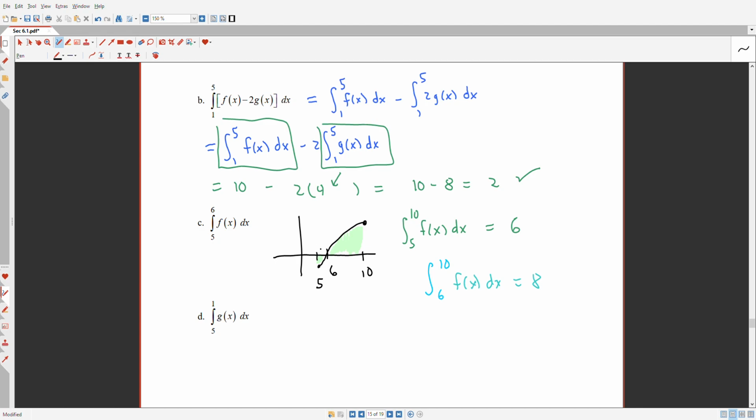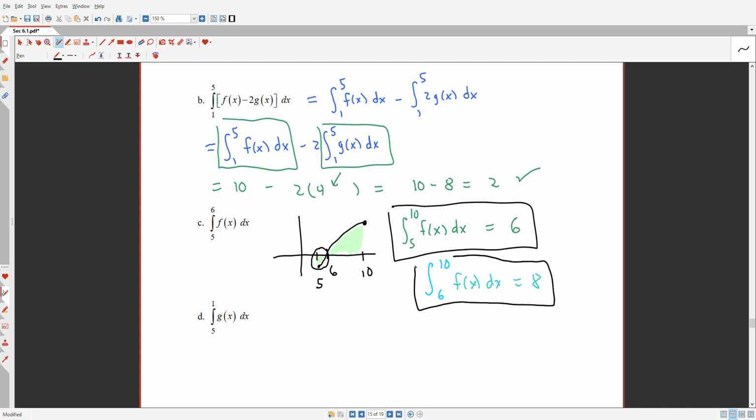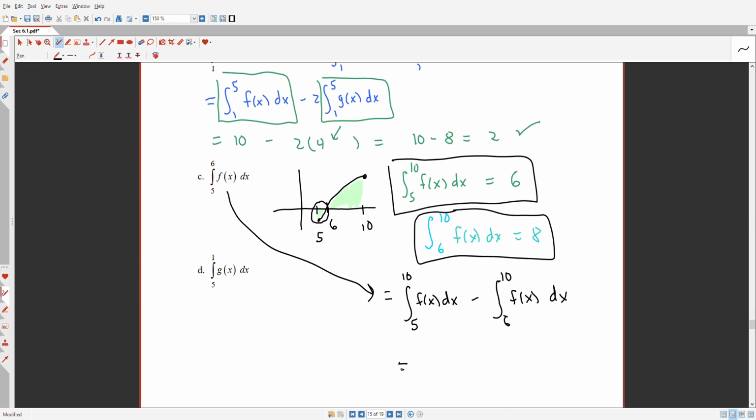Well, what I really want, according to my picture, is this little bit of negative area. I want that little piece. How do I figure that out? Well, that's just the total area, 6, minus this area from 6 to 10. So the property that I'm really using here is that this equals the integral from 5 to 10 of f of x dx minus the integral from 6 to 10 of f of x dx. And so what I get here is, this was the number 6, this was the number 8, so this little blip of area has to be negative 2 signed units of area.